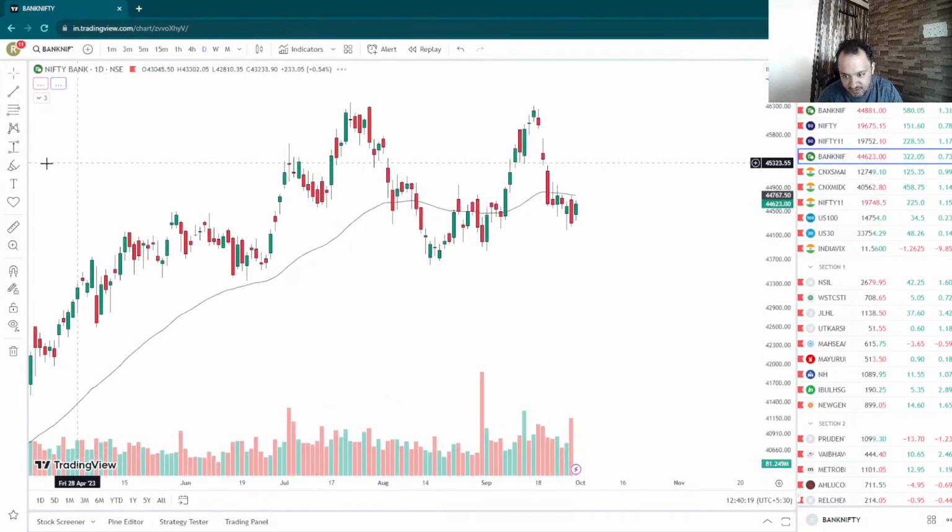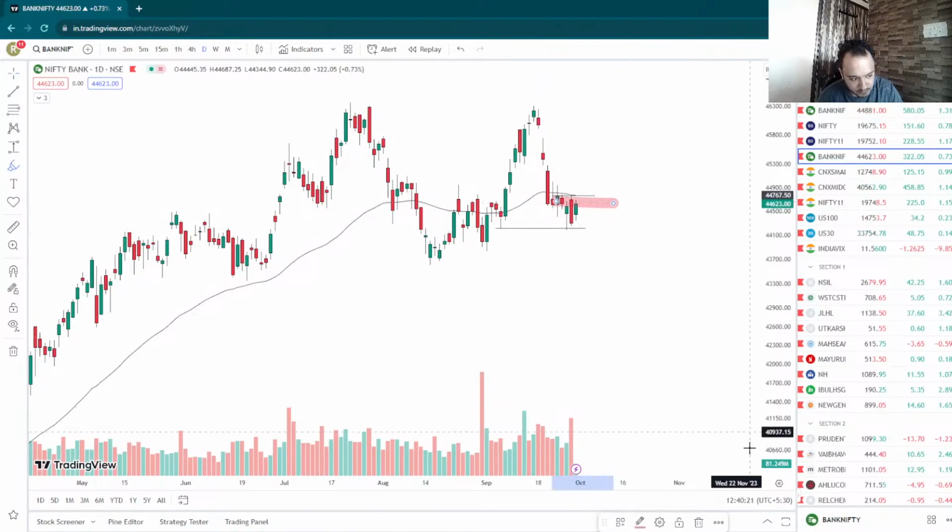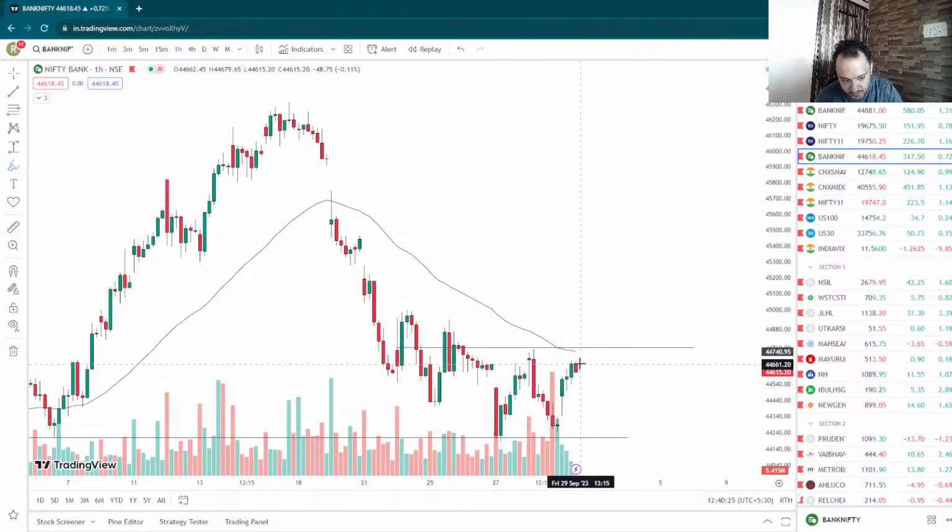So Bank Nifty is back to the supply. Don't jump into longs here. All right, make sure you wait for a pullback.